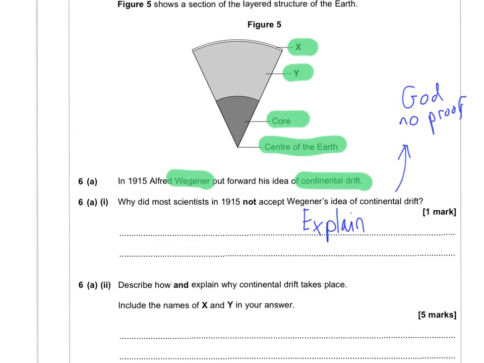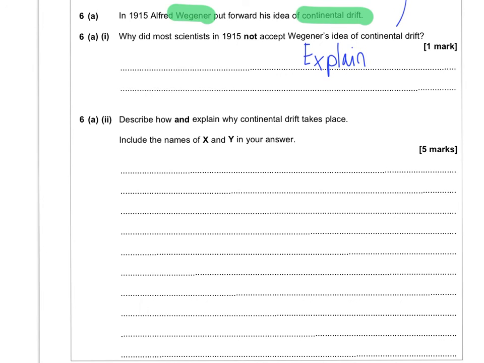Next, describe how and explain why continental drift takes place. Include the names of X and Y in your answer. So if we go back up, we've got X equals and Y equals. We'll probably get that in straight away, and we'd have to include it in our answers as well, but I'd write it down and make a point.